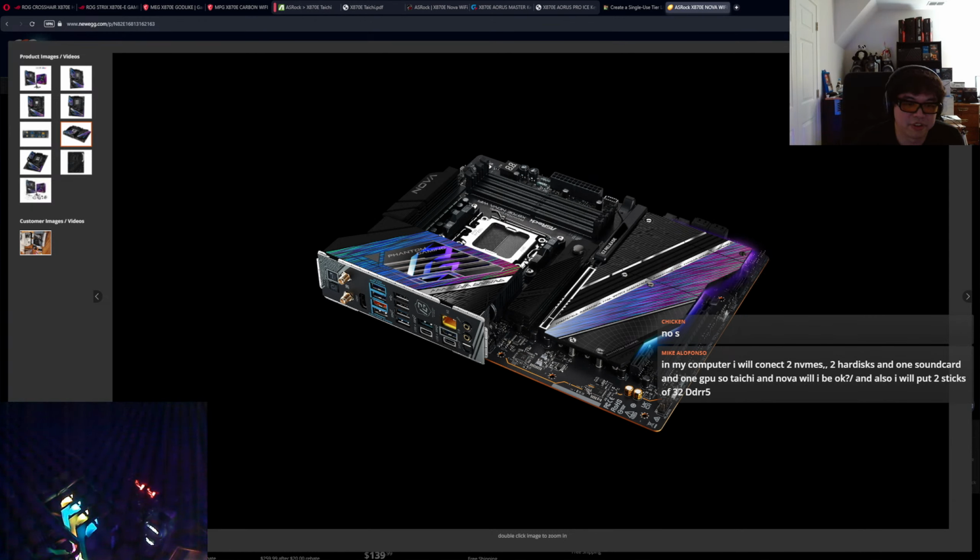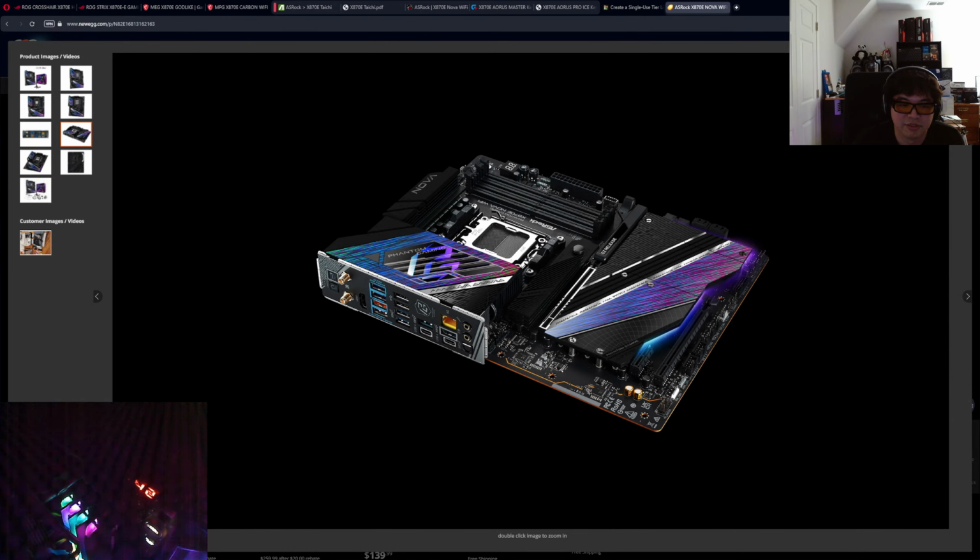In your computer, you'll connect two M.2s or two NVMe, two hard disks, one sound card, one GPU. Taichi and the Nova will be okay. Yeah, you'll be fine. That'll work. You can do all of that with the Nova. You can do all of that with the Taichi. Either one works fine.